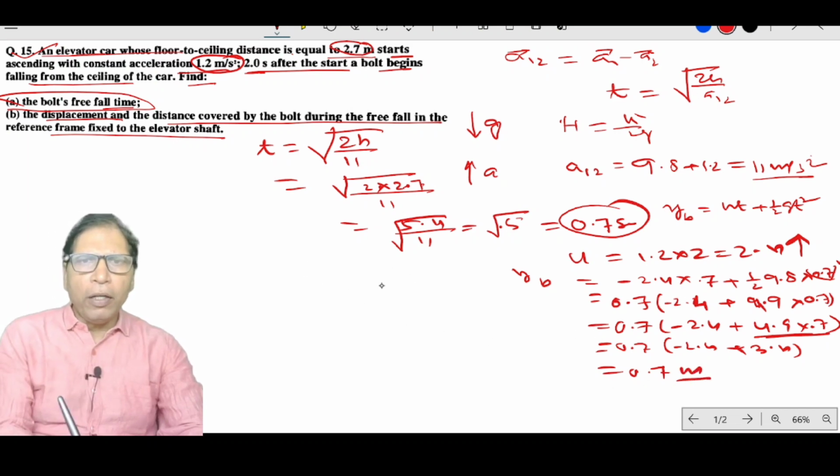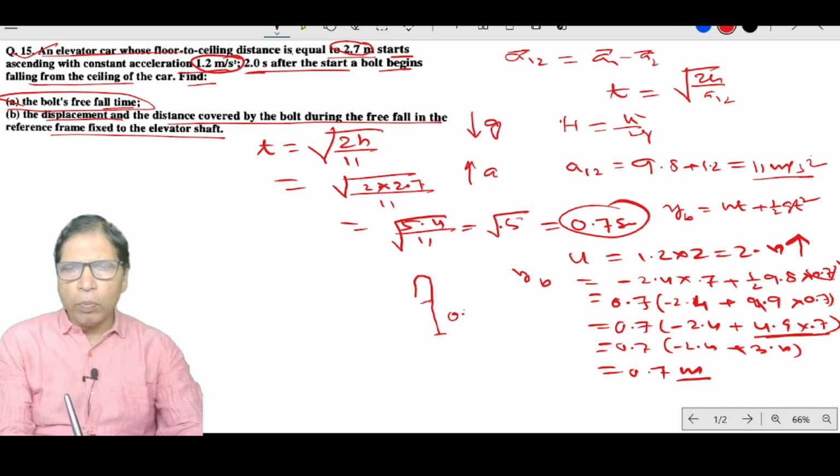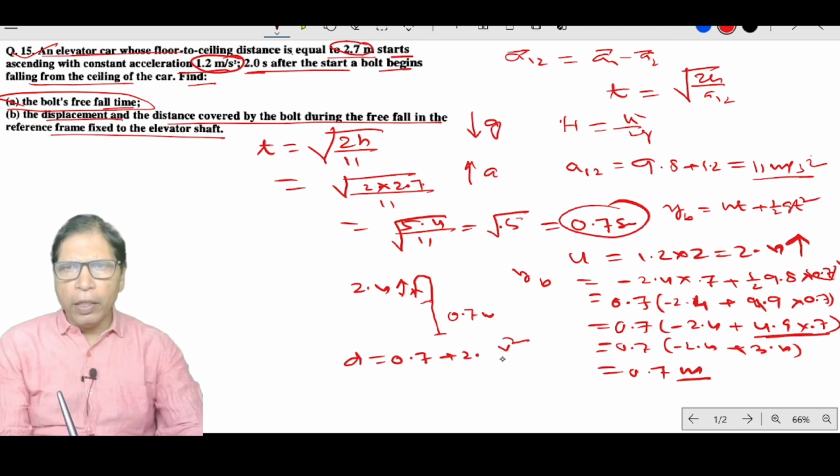Now the distance traveled. The trajectory of the bolt initially rises in the upward direction, then falls by a distance of 0.7 meter. In this direction the velocity is 2.4 meter per second in the upward direction. So the distance traveled d equals 0.7 plus 2 into v square by 2 into g, where g is 9.8.